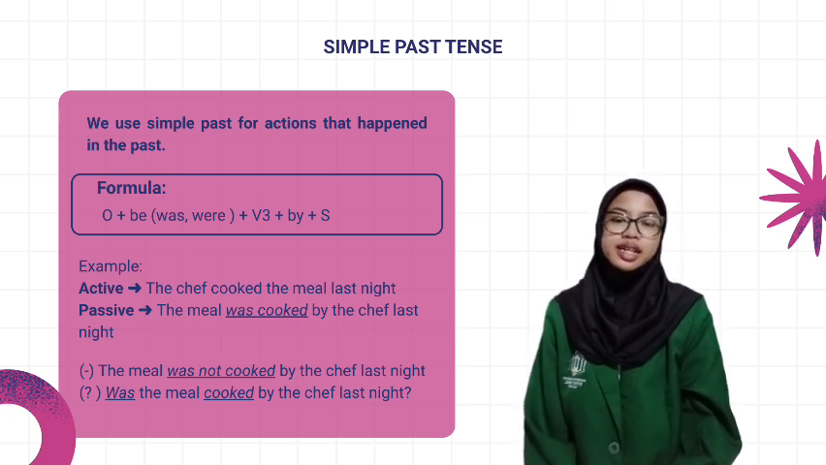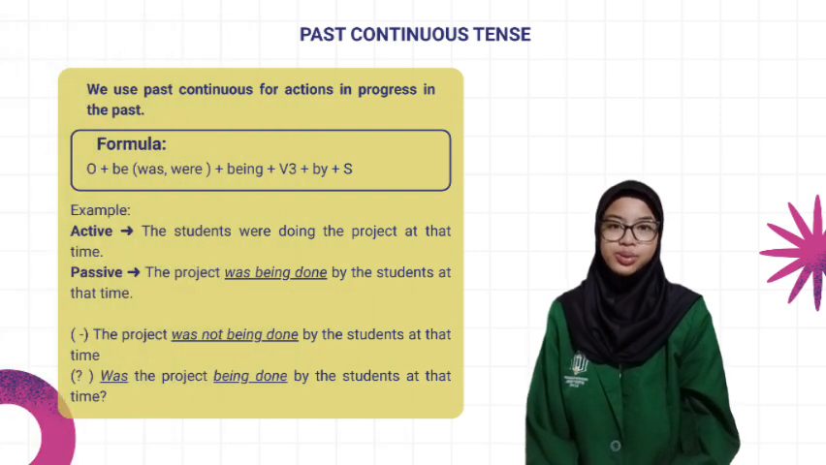And more examples like: the homework was finished by him yesterday. The window was broken by the boy last night. The letter was sent by my mother 2 days ago.